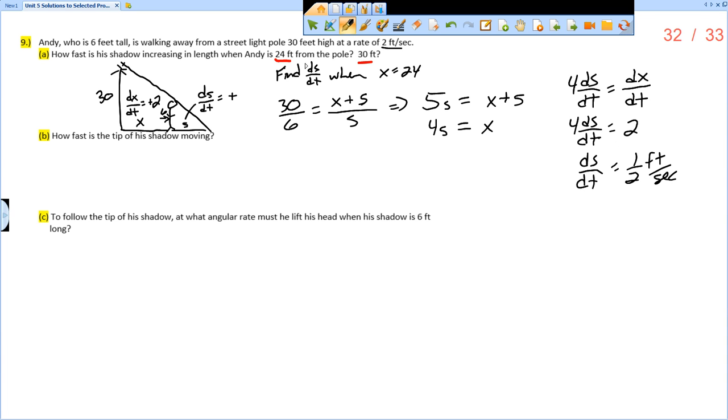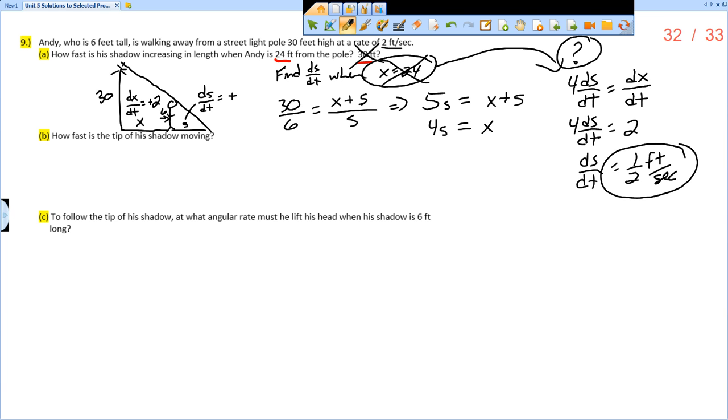Now, here's the interesting thing. We said, how fast is the shadow increasing when he is 24 feet from the pole? But where did we use the 24? Well, we didn't use it anywhere. So that means the 24 is not relevant, which means the 30 is not relevant, which means ds/dt is always going to be 1/2 of a foot per second.